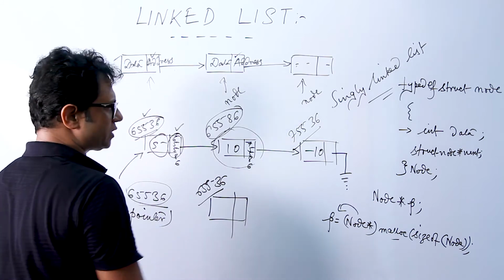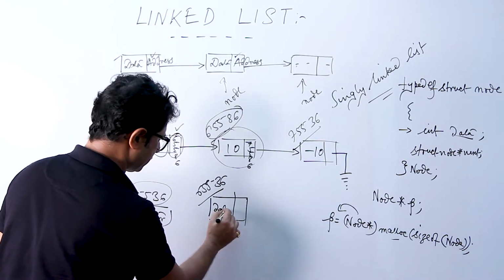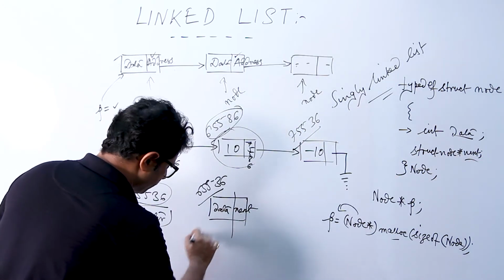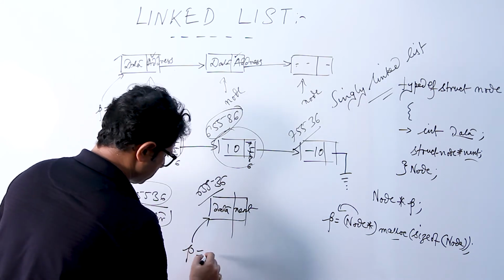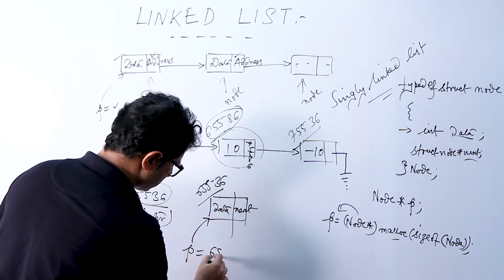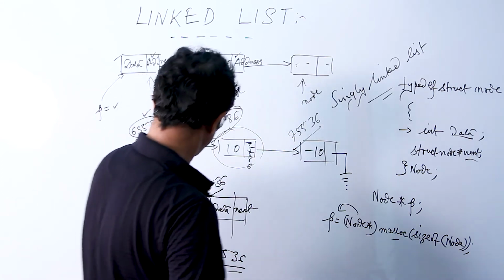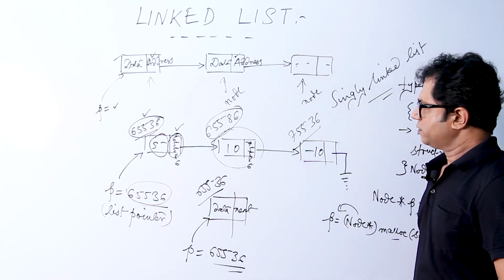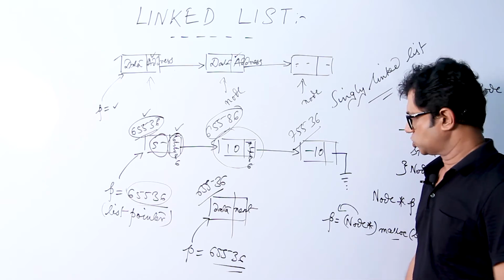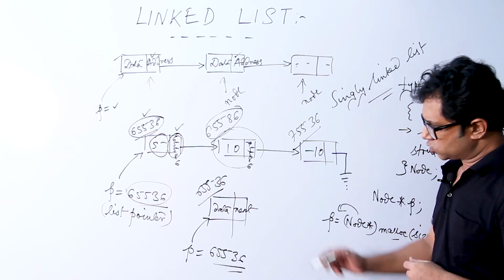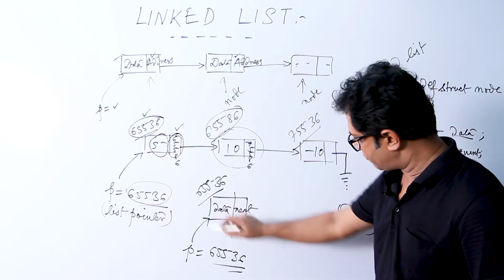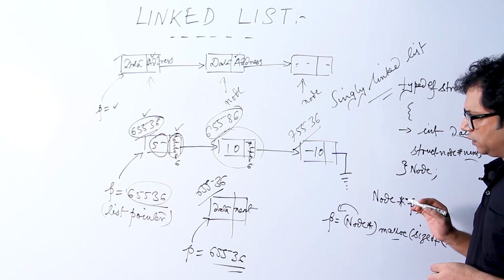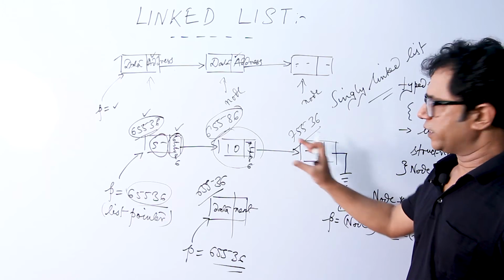It will have two parts: this is the data part, and this is the next part. And this P is going to hold this address, 65536. So in this way, memory blocks or nodes are created in a singly linked list or any other linked list. In this case, we are using the singly linked list, so to create a node in it, we have to maintain this sort of concept.